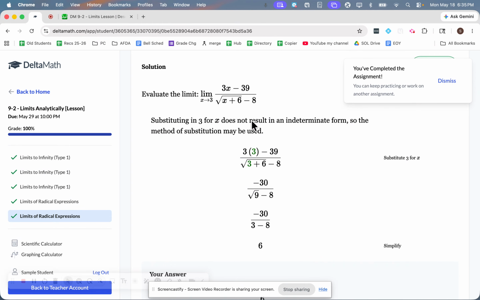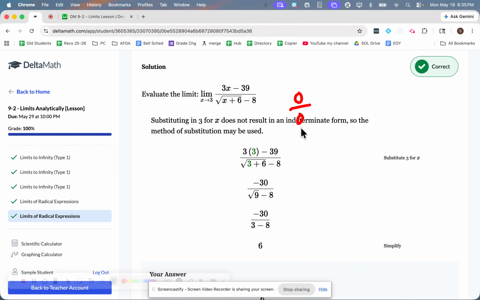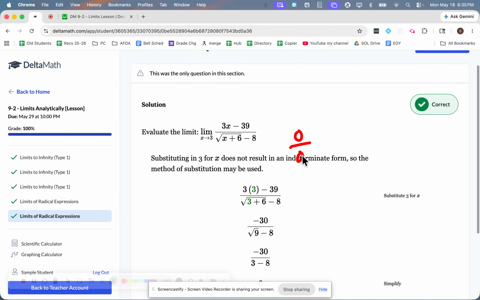Substituting 3 for x does not result in indeterminate form. Indeterminate form is 0 over 0. That's the way Delta Math defines it. So the method of substitution may be used. Just plug in the 3.